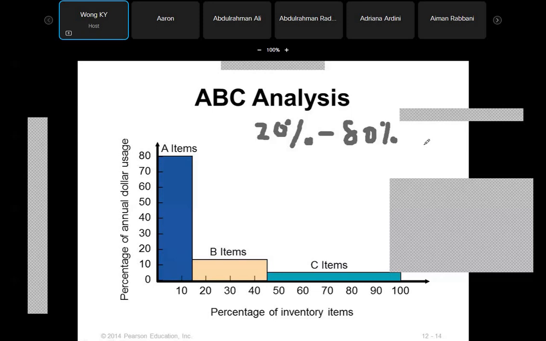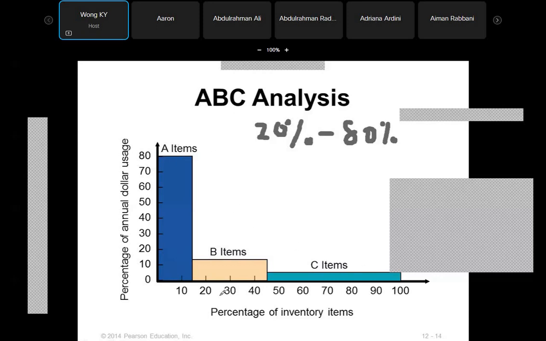So this is what Pareto asks us to do. We should focus on the 20%. Pareto's chart says that we should pay attention to the 20% of the items or 20% of the problems, because if we can solve 20% of the problem, we are solving 80% of the value. Is that clear?